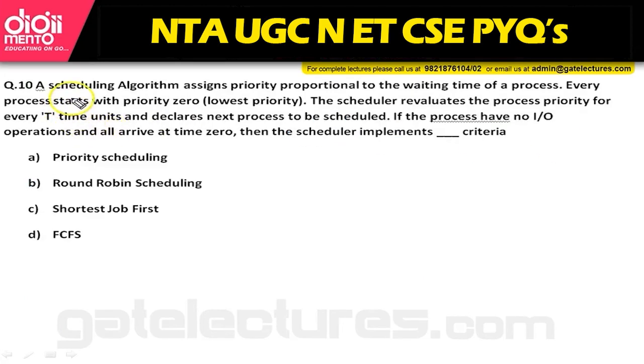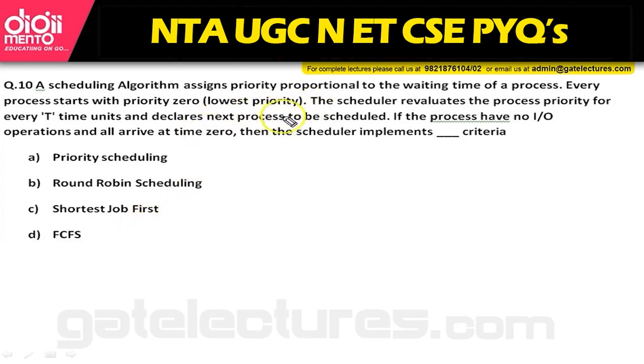So we have the next question, which says a scheduling algorithm assigns priority proportional to the waiting time of a process. Every process starts with priority 0, meaning lowest priority. The scheduler re-evaluates the process priority every t time units and declares the next process to be scheduled. If the processes have no IO operations and all arrive at time 0, then the scheduler implements which criteria? Is it priority scheduling, round robin scheduling, SJF or FCFS?